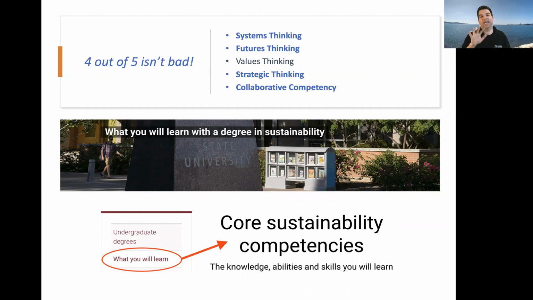And my claim is that in SOS 212, we actually cover all of those except for values thinking. Systems thinking is kind of the biggie here, but we are going to give you tools for making plans, for thinking about how things will change in the future. So we will be able to actually hit this kind of strategic and futures idea.